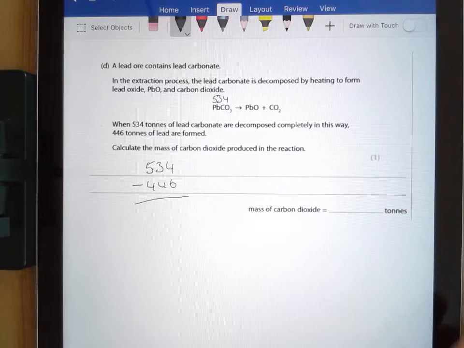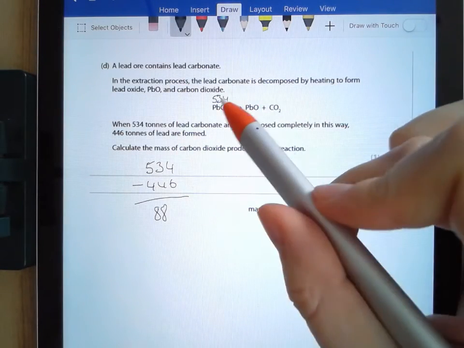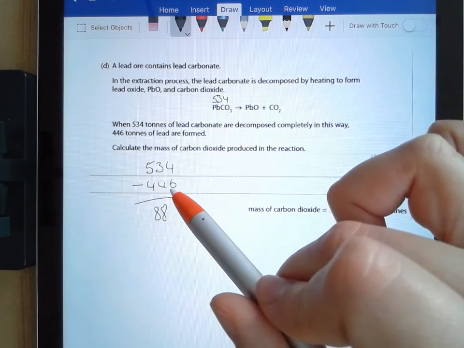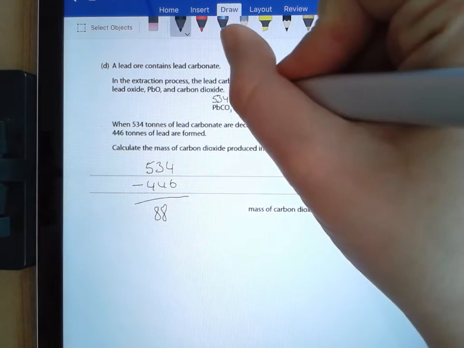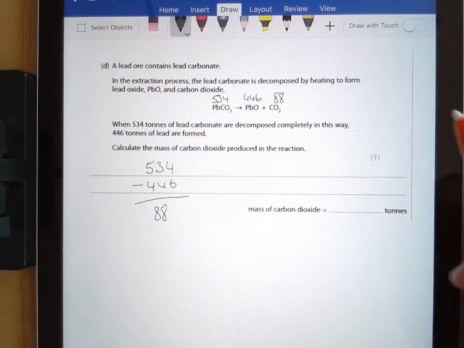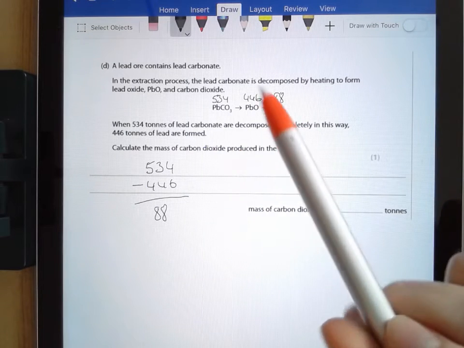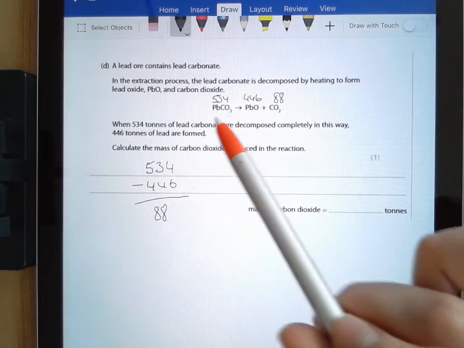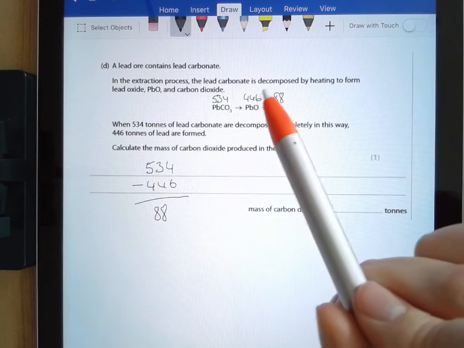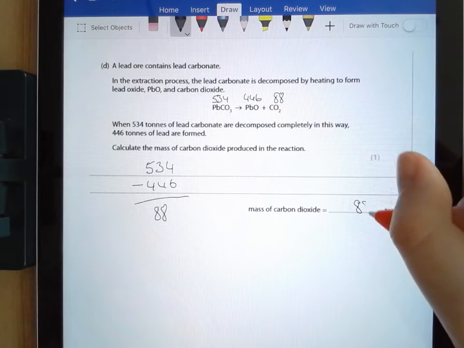534 minus 446 is 88. So you started with 534. 446 got converted into lead oxide, 88 got converted into carbon dioxide, okay? But the point is that the overall mass is the same on each side. You're not destroying any of the atoms, you're just converting them into something else. So the masses have to balance on each side. So your answer there is 88 tons.